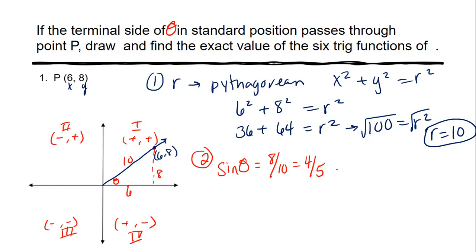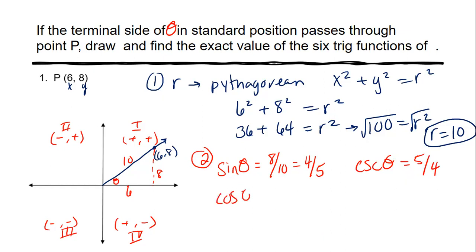When you have sine, can't you tell me the cosecant? Yeah, you just do that. Cosecant theta is the reciprocal. So if sine is 4/5, what is the reciprocal? 5/4. Okay? All right.